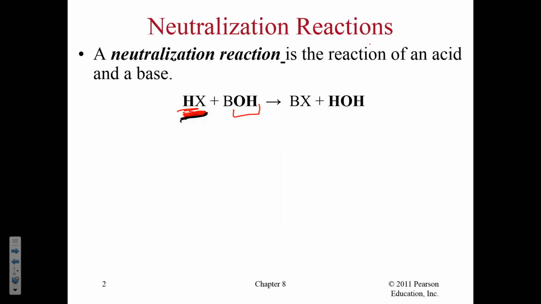So when we mix this acid and base together, what we end up with is some sort of salt, which we get from right here and from right here. So they've done a double displacement reaction, and the B and the X have switched partners. This ends up being a salt, and then we also end up with water, or H2O.